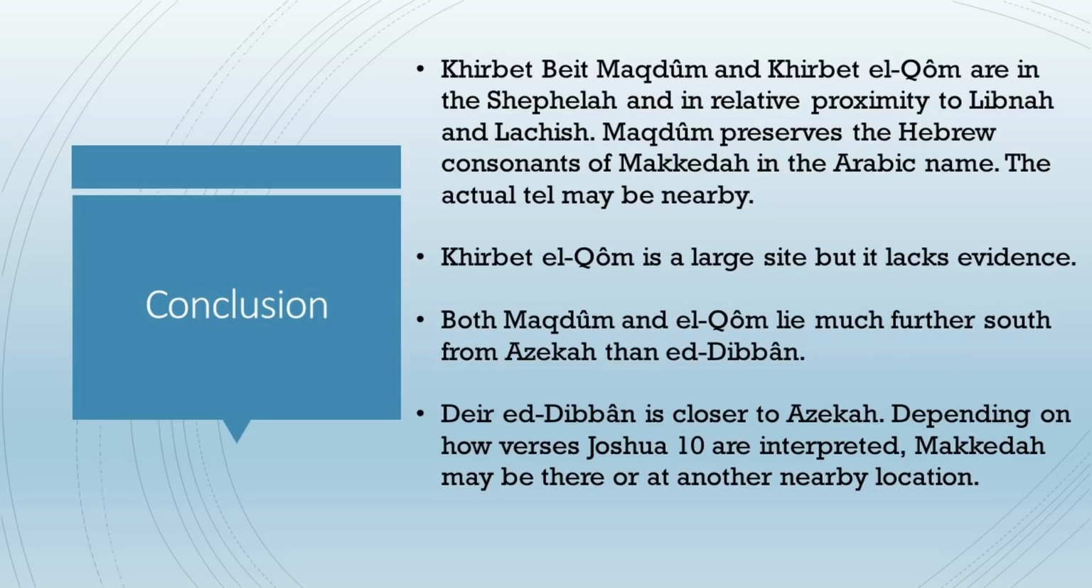El-Qum is a large site but lacks evidence. And both Makkedah and El-Qum lie further south of Diban, but there are explanations for that, why that would be. And it also places them in proximity to Libnah. And so if Deir Diban is closer to Azekah, depending on how you interpret Joshua 10, it could be it.